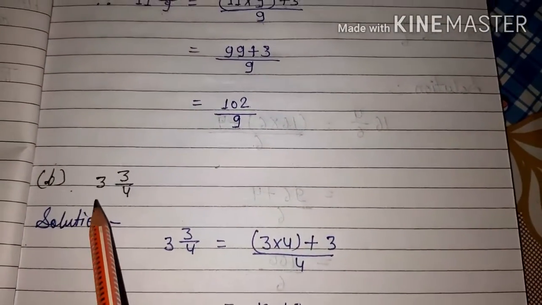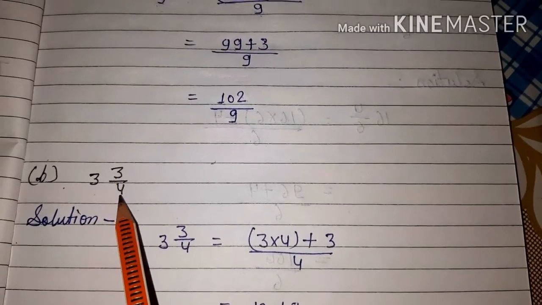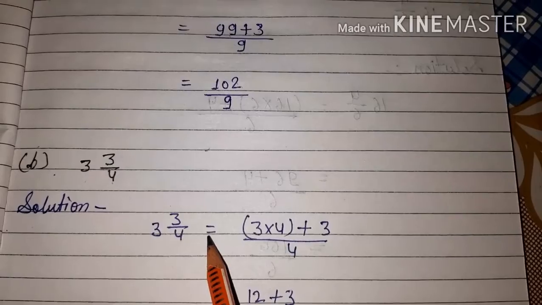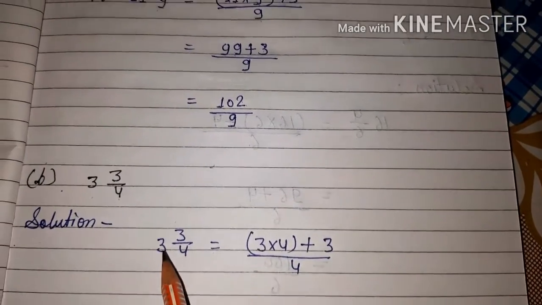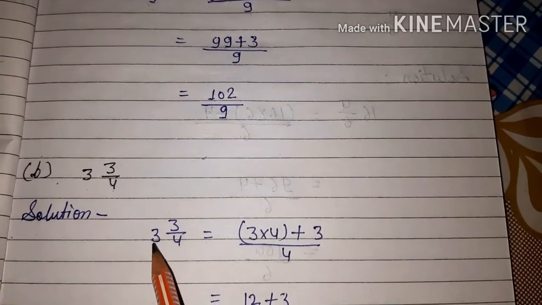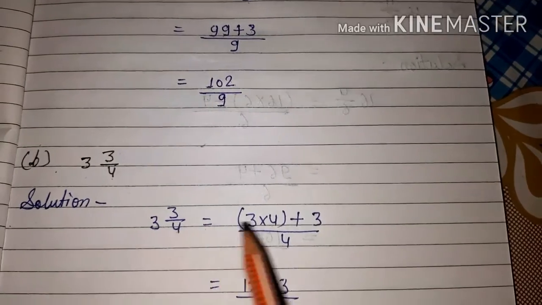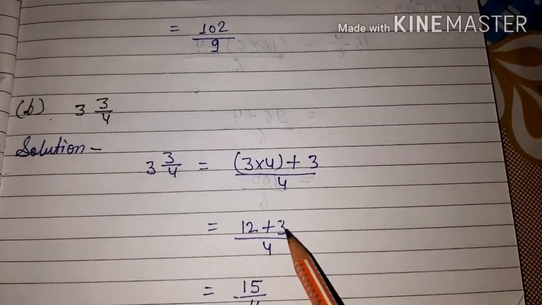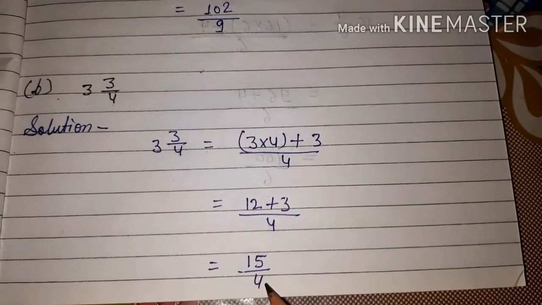B, 3 whole 3 by 4. 3 whole 3 by 4 is equal to 3 into 4 plus 3. 3 fours are 12 plus 3. 12 plus 3, 15 by 4.